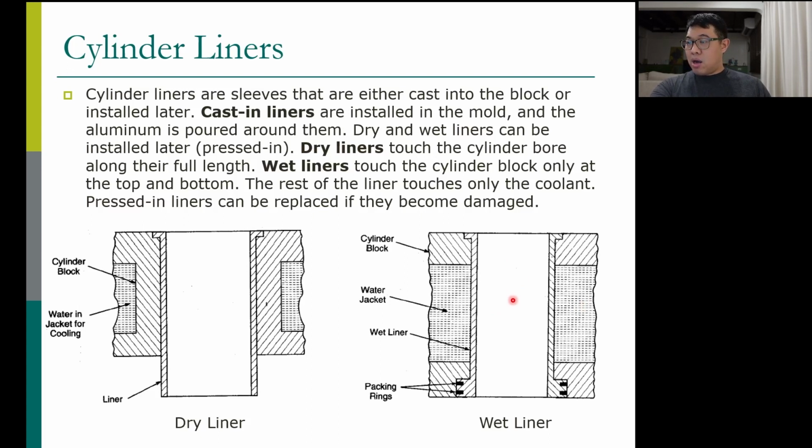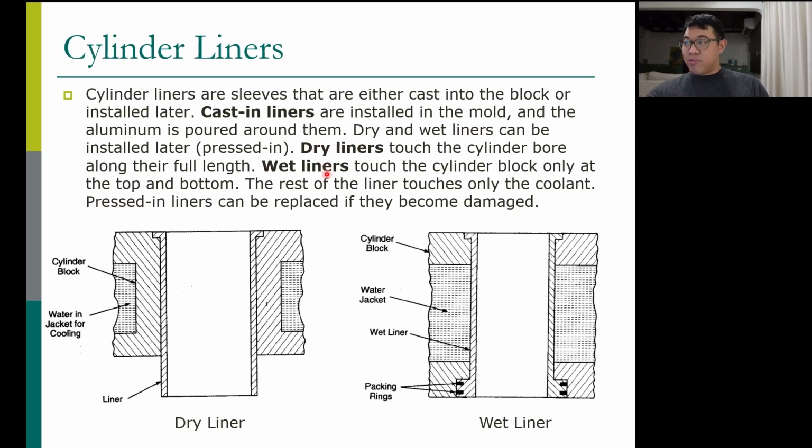A wet liner can leak, right? So you have to have a good seal on the top and on the bottom because it can leak. A dry liner cannot leak. Water cannot leak through this liner. However, when we talk about heat transfer, when we want to remove heat from the cylinder, a wet liner can remove heat a lot better than a dry liner because it touches water, right? So water can come and pick up heat here. So that's good and bad for dry liners and wet liners.